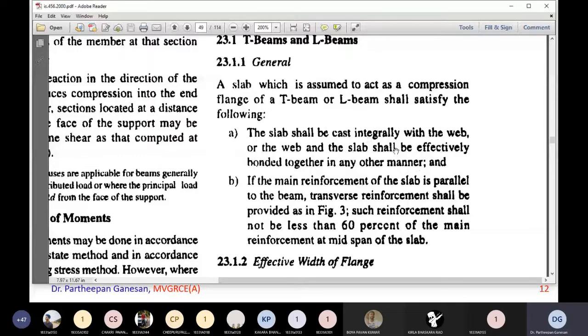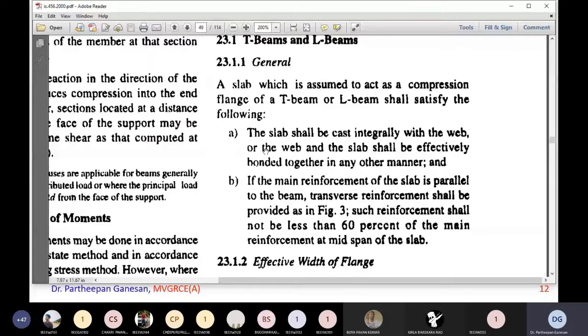Then you can consider such a beam as a T-beam or L-beam. And the second condition: if the main reinforcement of the slab is parallel to the beam, transverse reinforcement shall be provided as shown in figure 3. Such reinforcement shall be not less than 60% of the main reinforcement at midspan of the slab. This we will not worry about now. We will worry about it when we design slab, because right now you will not understand about slab. But this one should be mainly.